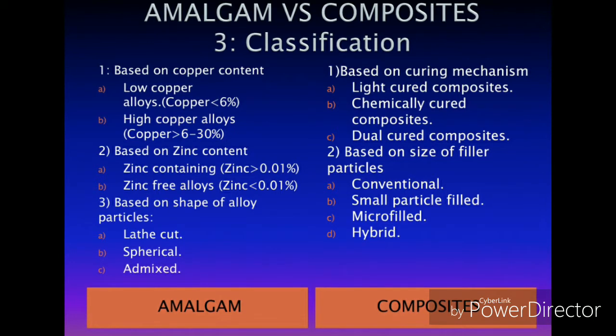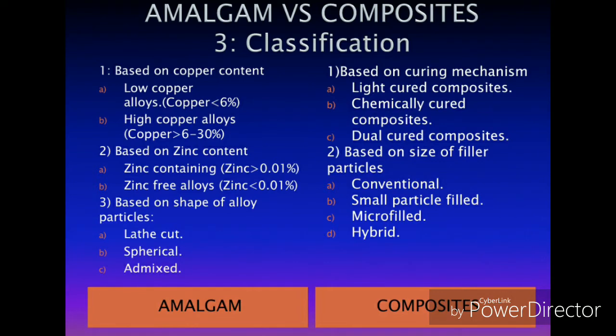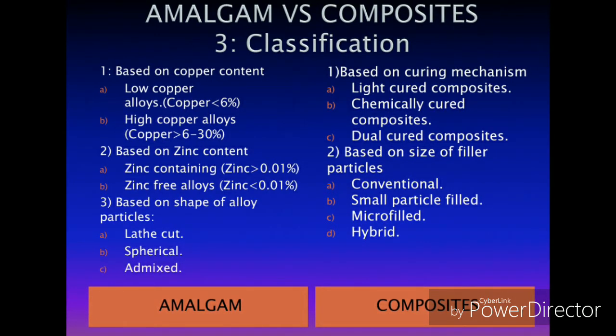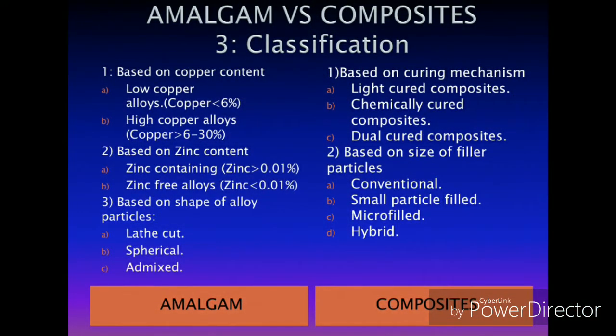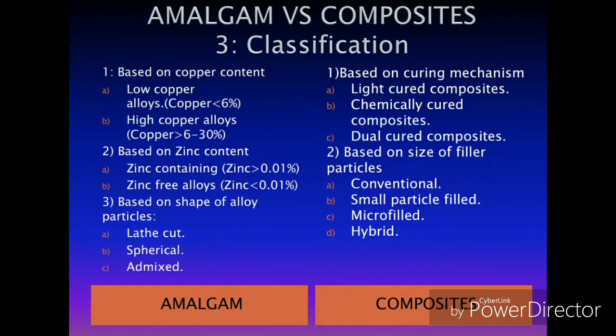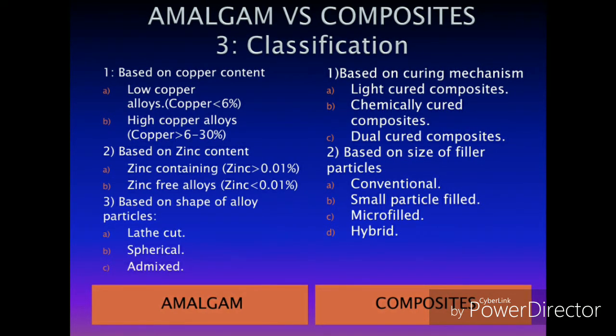light cured, chemically cured, or dual cured dental composites. Light cured dental composites have the photoactivator camphorquinone, which is activated by blue light in the wavelength of 470 nanometers, whereas chemically cured composite is available in a two paste system. One is the base paste and the other one is the activator paste. Benzoyl peroxide is the initiator, whereas the tertiary amine is the activator in chemically cured dental composites.